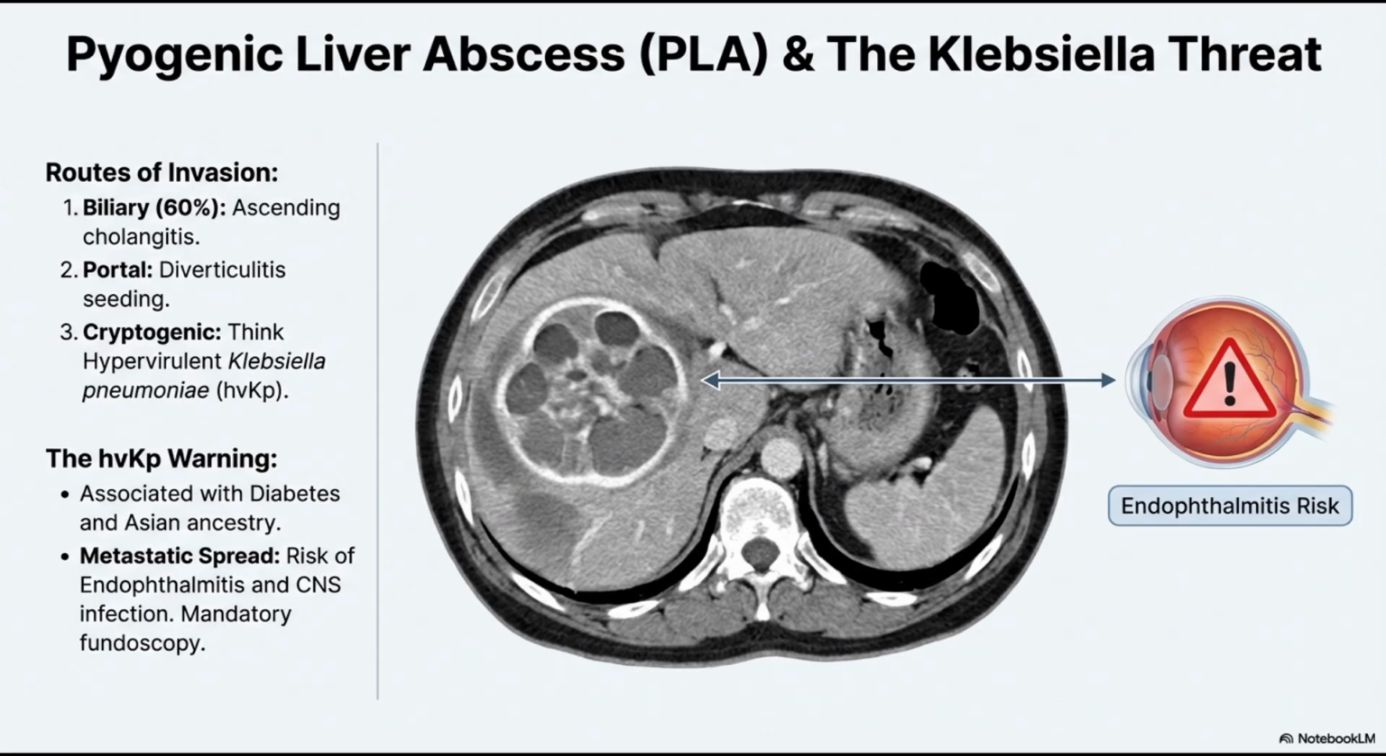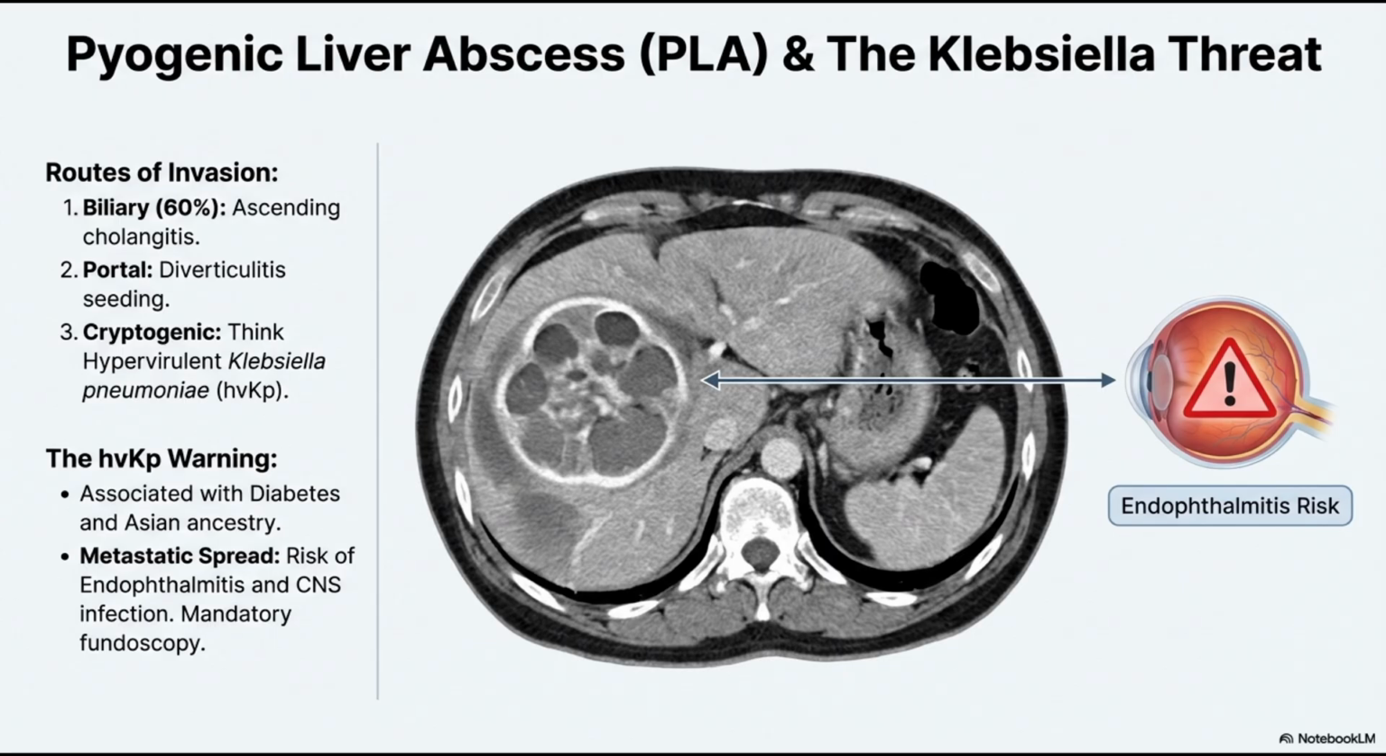Let's hold that thought on Klebsiella for a second and talk diagnosis. The classic triad is fever, jaundice, and right upper quadrant pain. And the sources say, forget it, it's only present in 10% of patients. 10%. That's useless. It's worse than useless, it's dangerous. If you wait for the triad, you will miss 90% of abscesses.